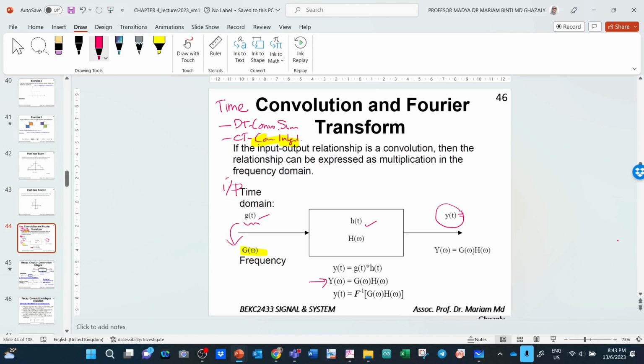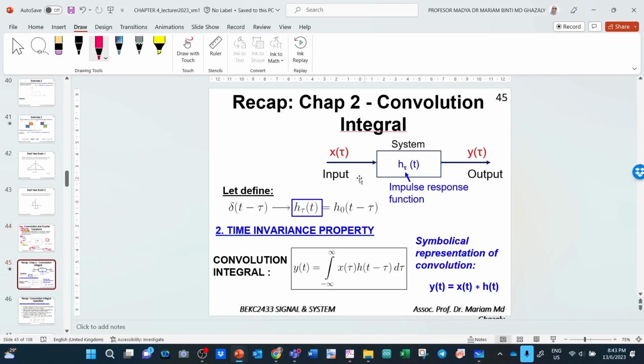Okay, so find y(t) output using Fourier transform. After you get the Y(omega) in frequency domain, then you need to convert it into y(t) in time domain. How you do it is by using the inverse Fourier transform. In this convolution, you are going to use both. You are going to learn how to do the convolution using Fourier transform and then inverse it back to the time domain.